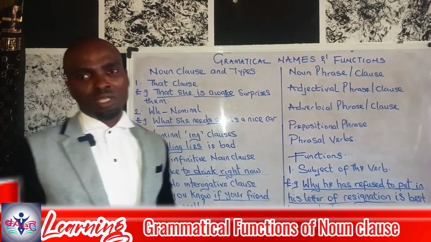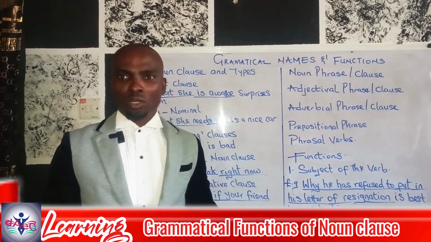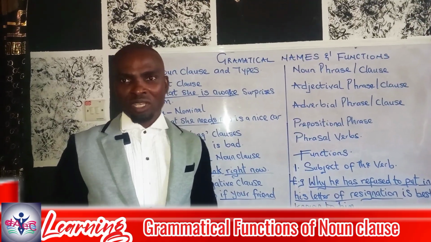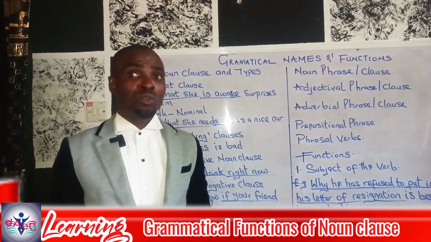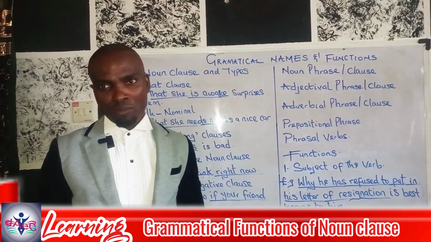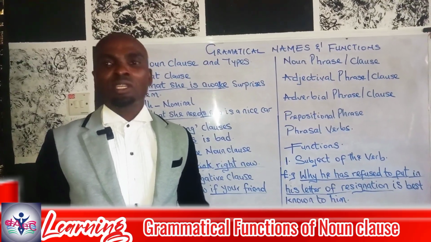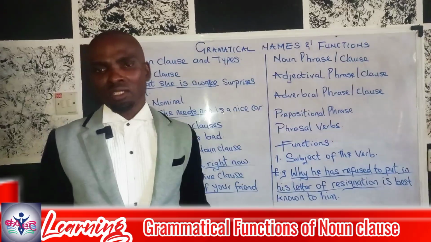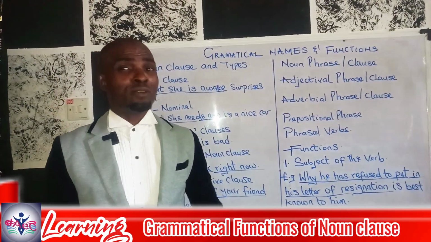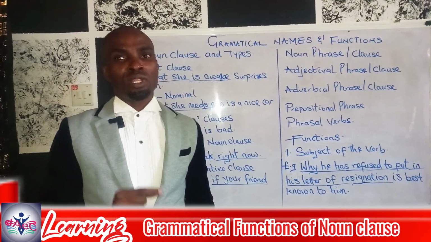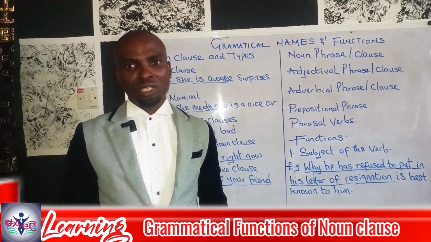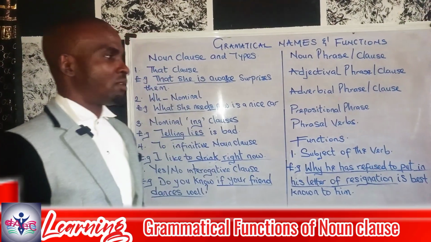To start with, what is a clause? A clause is a group of words that forms a part of a sentence or that forms a sentence, with a subject and with a verb. I repeat, a clause is a group of words. That means it must be a group of words that forms a part of a sentence or forms a sentence with a subject and with a verb. It must contain a subject and a verb.